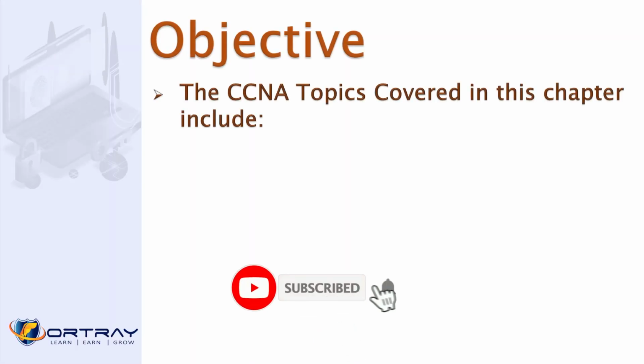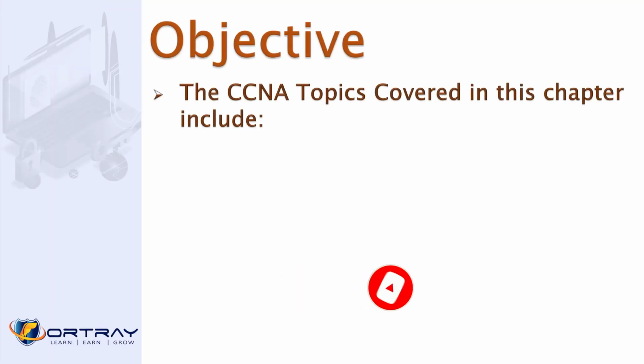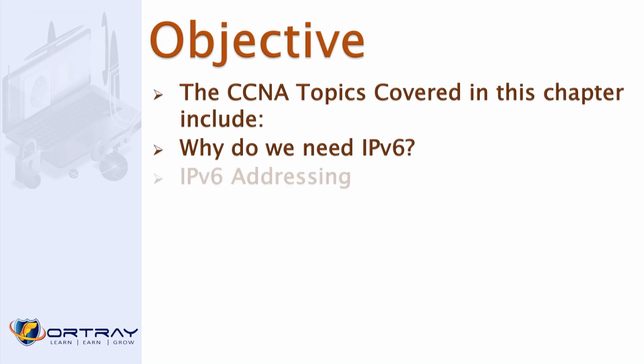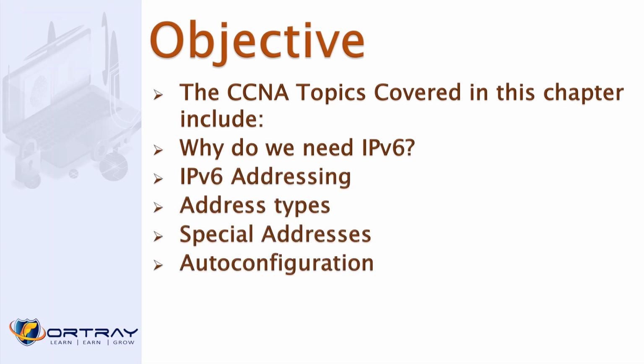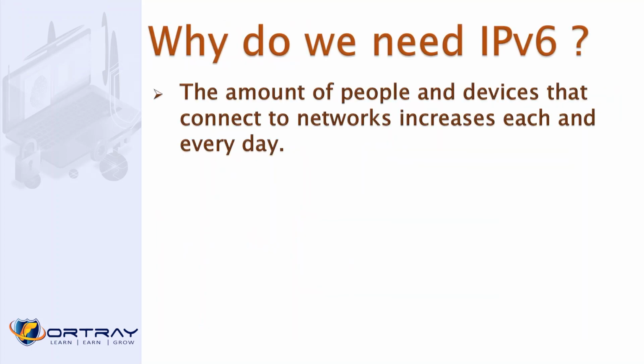So first of all, we are starting IPv6 now. The objectives of the CCNA covered in this chapter include why we need IPv6, IPv6 addressing, addressing types, special addresses, auto configuration, configuring IPv6 and tunneling. So first of all, the question is the $1 million question: why do we need IPv6?